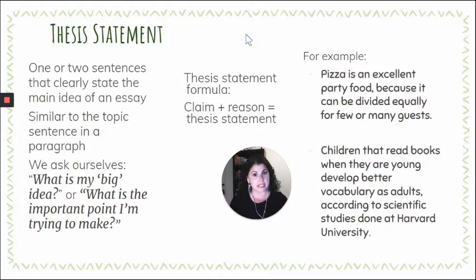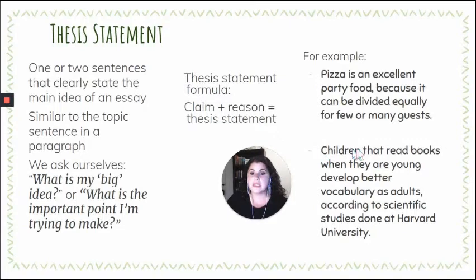And there is a thesis statement formula, and it's claim plus reason equals my thesis statement. Basically, claim, what I'm trying to prove. Why? My reason, why I'm trying to prove it. For example, here I have 2 classic examples. Pizza is an excellent party food. This is my claim. Because, and many times we have because as my connecting word to what I'm trying to prove, my claim and my reason. Because it can be divided equally for few or many guests. My claim, pizza is an excellent party food. My reason, because it can be divided equally for few or many guests.